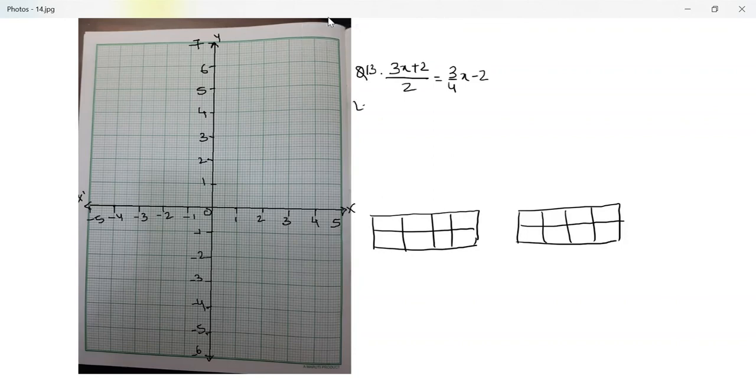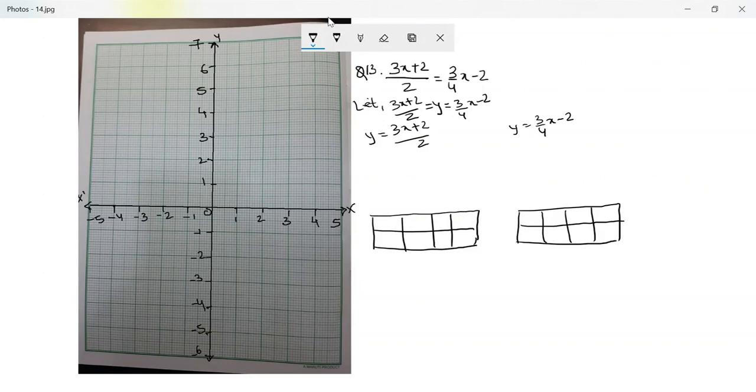So let's take the assumption, let (3x plus 2) upon 2 be equal to y, which is also equal to 3 by 4x minus 2. Now we get two equations, y is equal to (3x plus 2) upon 2 and y is equal to 3 by 4x minus 2. Now we have two variables and now let's plot them.